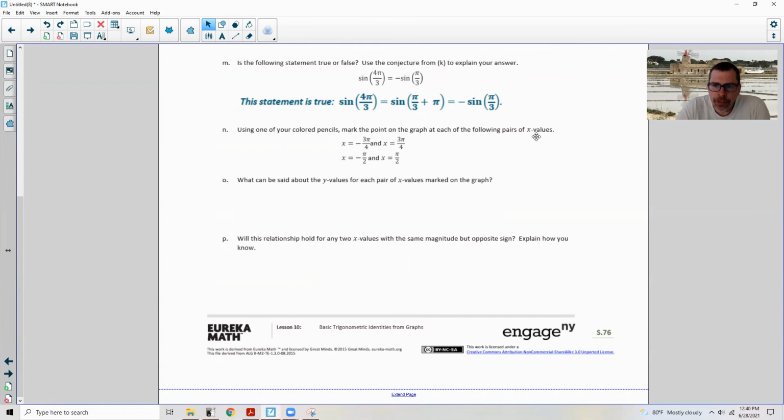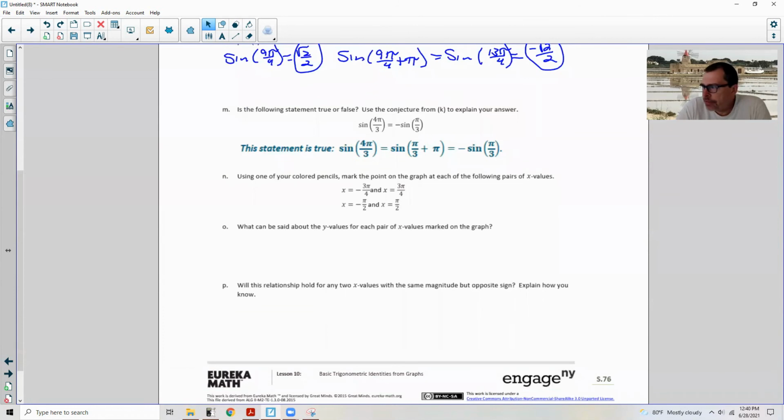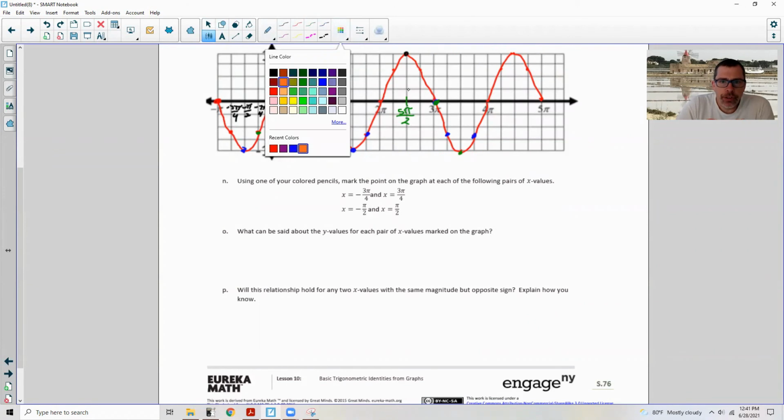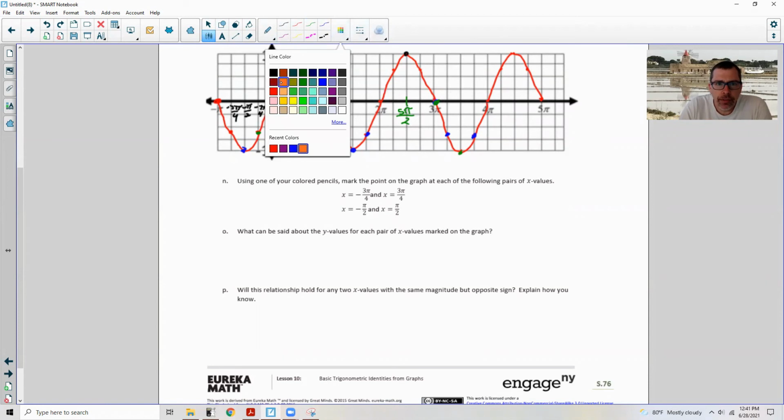Okay. So now N says, using one of your colored pencils, mark the point on the graph at each of the following pairs of x values. x equals negative 3/4 pi. So I'm going to bring that graph down again. Okay, so here we go. What color have we not used yet? How about orange? Let's use orange. Okie dokie. Orange.